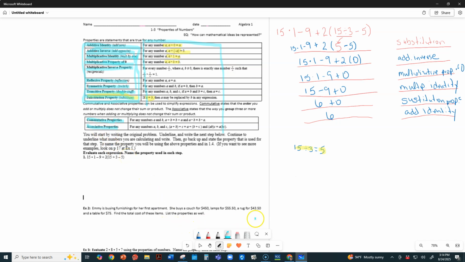So the next one says that Emmy is building furnishings for her first apartment. She buys a couch, a lamp, a rug, and a table. The total cost of these items, and it lists them, okay? So this is example 2. We have 450 plus 5550 plus 4350 plus 75.